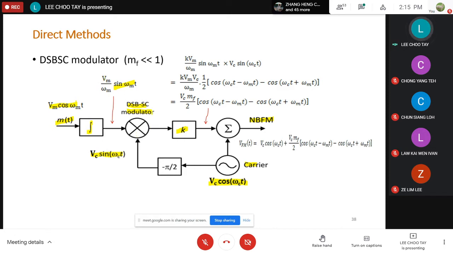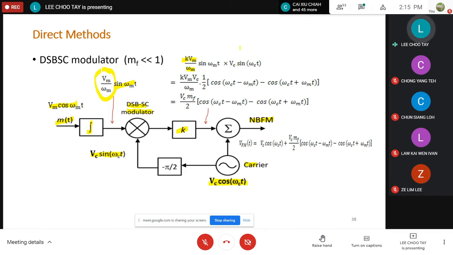Multiplying these two signals, and after you amplify it, it gives you k Vm over omega_m, sine omega_m t, which is this one here, and then Vc sine omega_c t, which is the phase shifted version of your carrier signal.